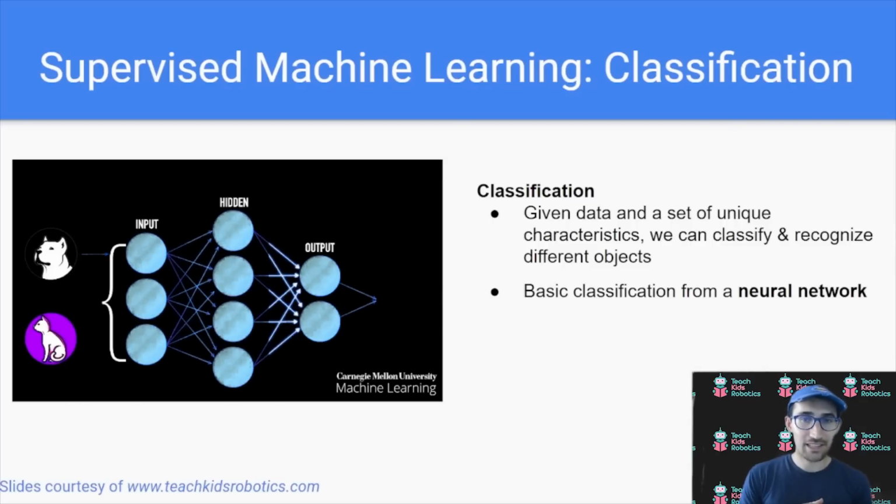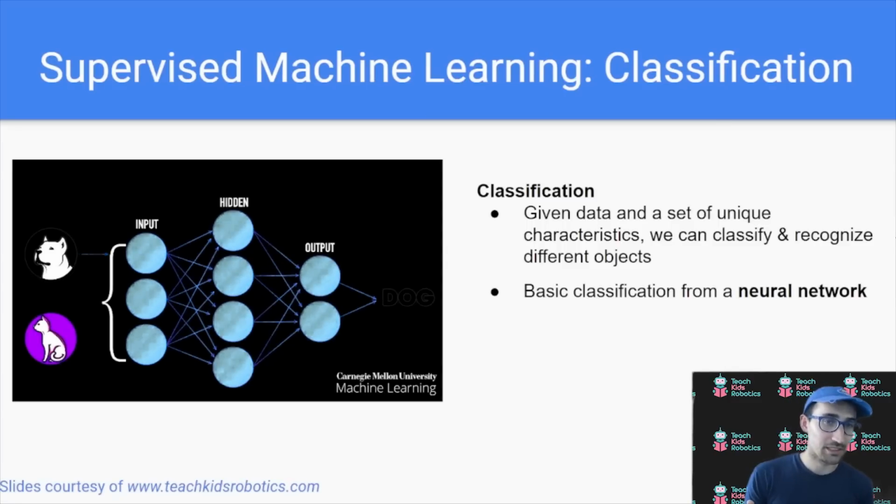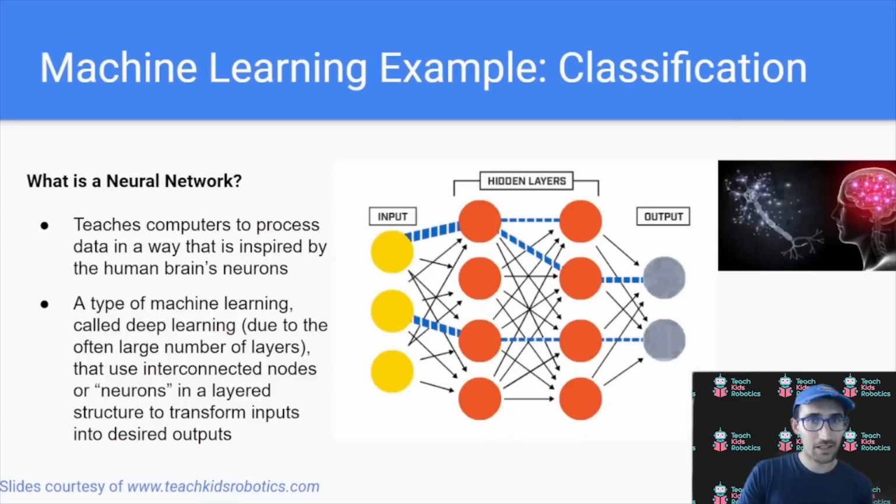And basic classification done by robots and AI comes in the form of a neural network. I'll explain that a bit more in a few seconds, but in this example you can see we have a dog and a cat. It's fed in as an input. It goes through these different nodes in this graph-looking structure, and then we arrive at an output, and it tells us whether or not it was a dog or a cat. But how does this work?